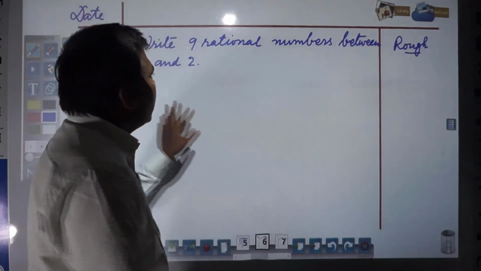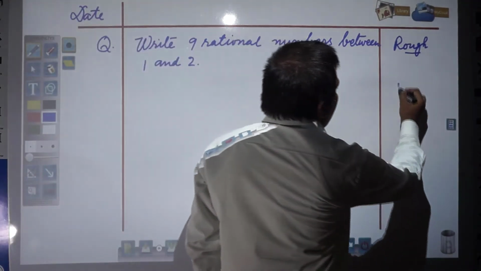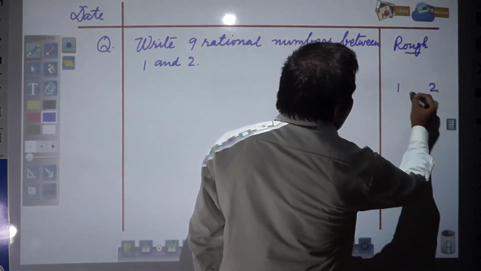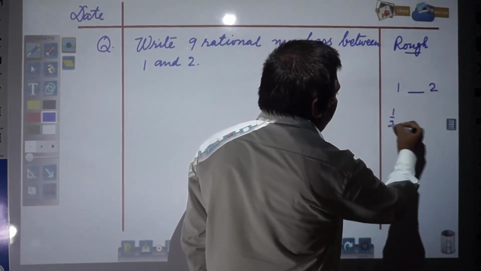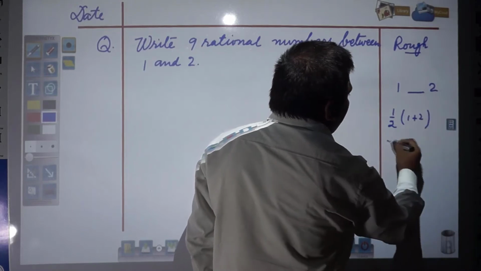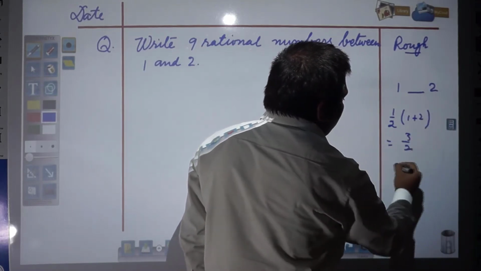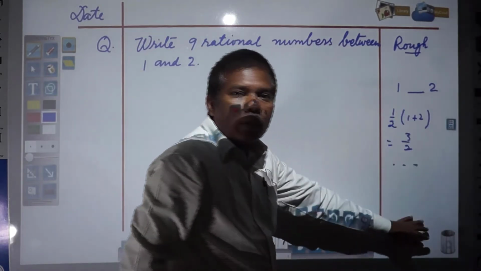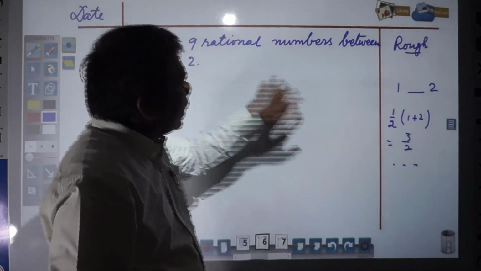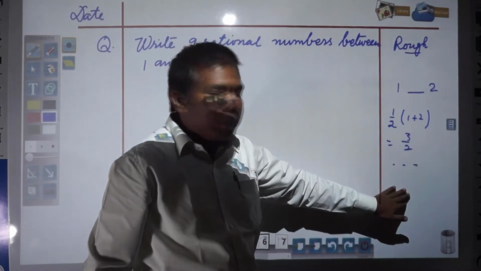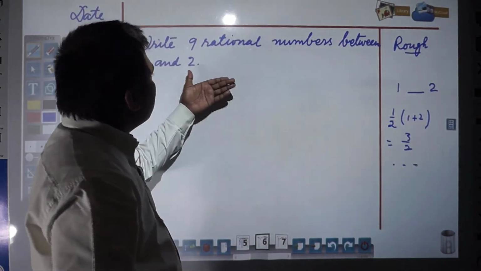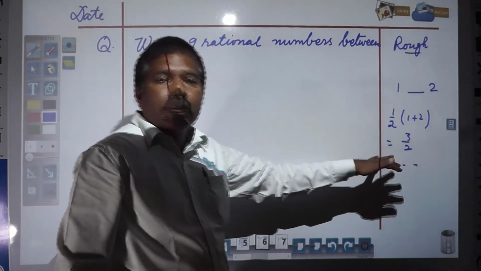Again you see, if you are applying the formula, suppose in between 1 and 2 you need to find out one rational number, it is very easy: 1 by 2, 1 plus 2, and it will become 3 by 2. So in this way also you can find out. But if 9 rational numbers are there, it will take big time and it will be a bit lengthy. But again, some alternative methods are there which can be applied.